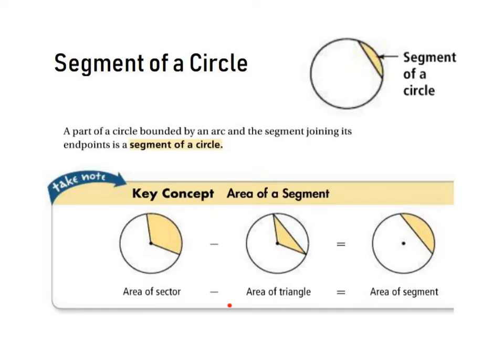So overall, there's your formula. Take the area of the sector, subtract the area of the triangle, and it's going to be the area of the segment. So this we just practiced. This we've done in the past.